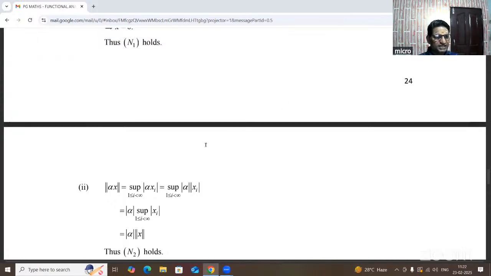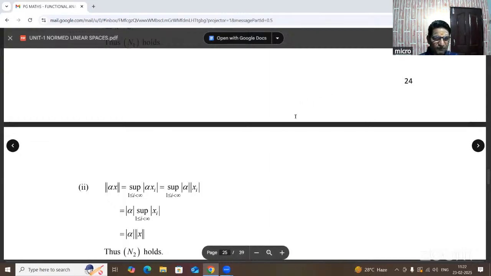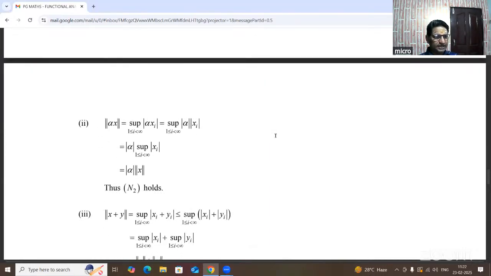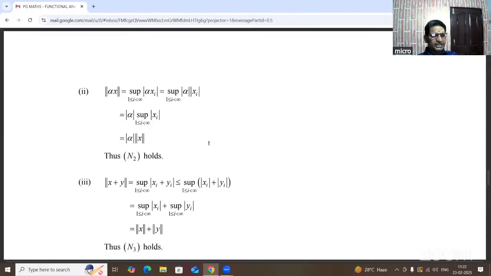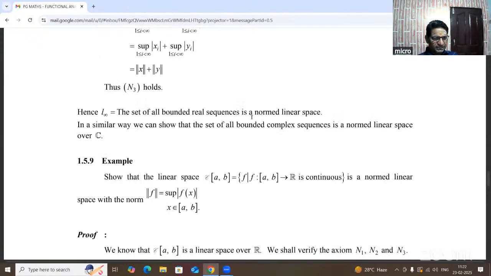So here the condition is norm alpha x equal to supremum of mod alpha into norm xi. So supremum of mod xi for the given condition is mod alpha into norm x. That is the second equation holds good. Then the third condition is norm x plus y equal to supremum of mod xi plus yi, which cannot exceed the supremum of mod xi plus mod yi. Individually, it cannot exceed the supremum of mod xi plus supremum of mod yi, which on replacing the given values is norm x plus norm y. So N3 also holds good. Okay, N3 holds good. So L infinity means, what is the meaning of L infinity?